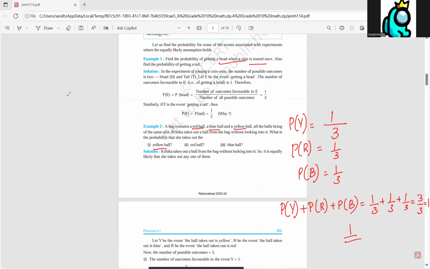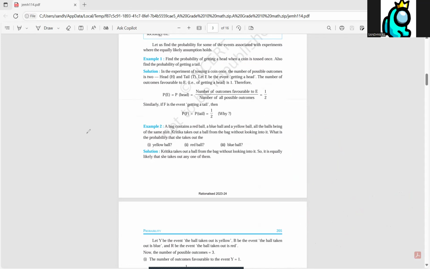Okay. Now, I will ask one more question in this same example. What is the probability of not getting yellow? Probability of not getting yellow. So, what is the probability of getting yellow? We have already seen, it is 1 by 3. Not getting yellow means we have two cases, either I will get red or blue. So, 2 favorable outcomes out of 3. Correct? So, probability of not getting yellow is equal to 2 by 3.